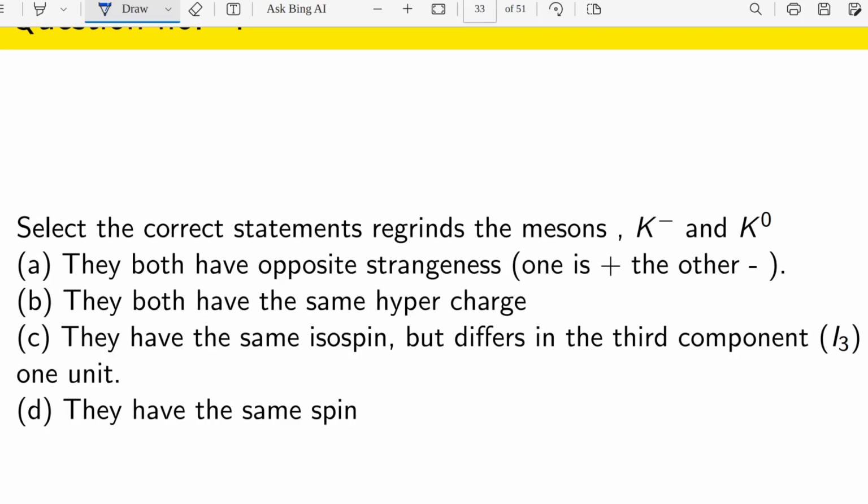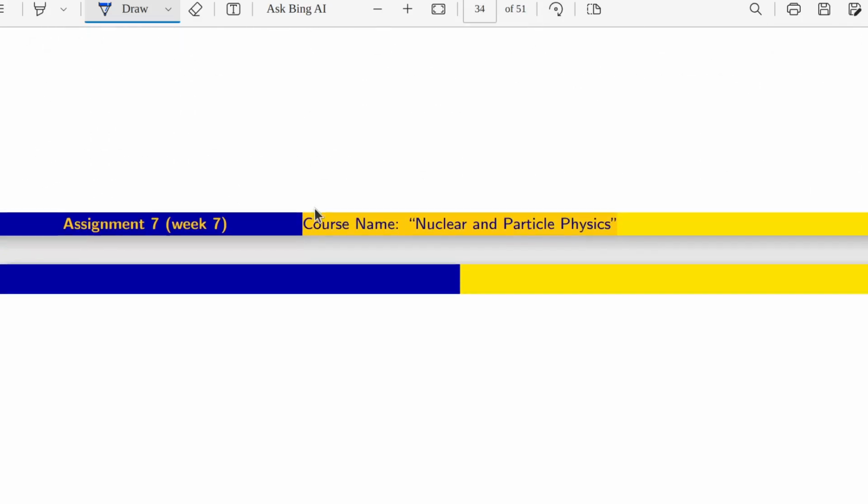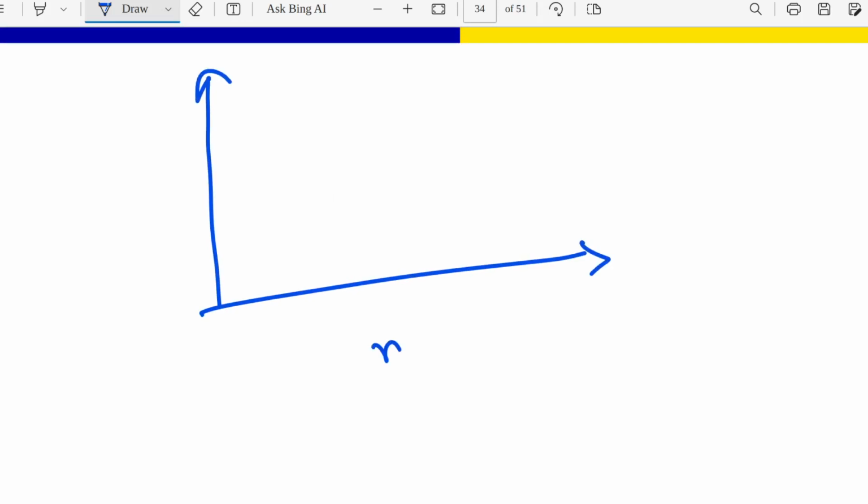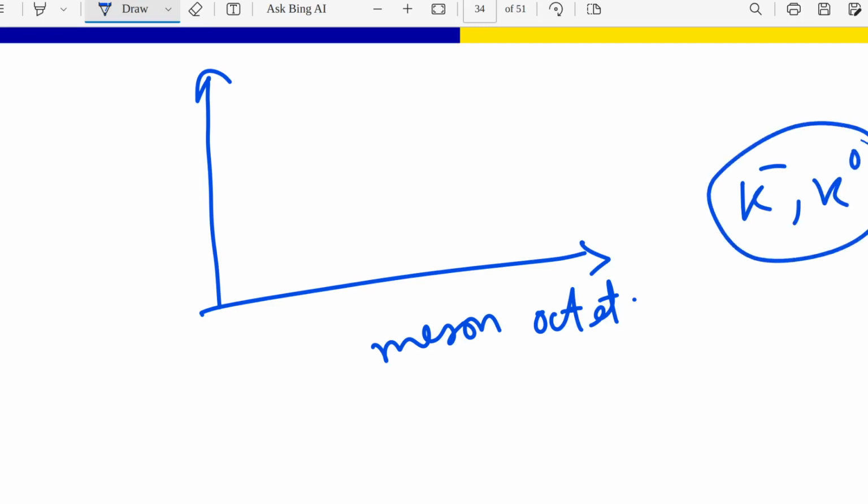Okay. So now coming to K minus and K0. First of all, I just want to draw a picture. This one is the octet. Why am I going to draw this picture? Because K minus and K0 are nothing but particles of this octet.